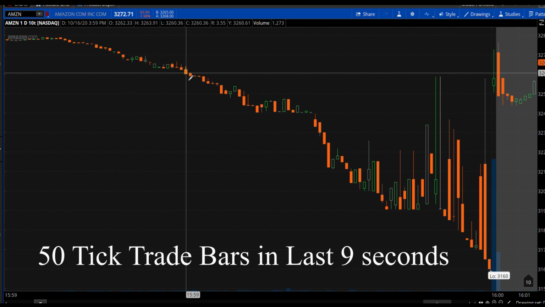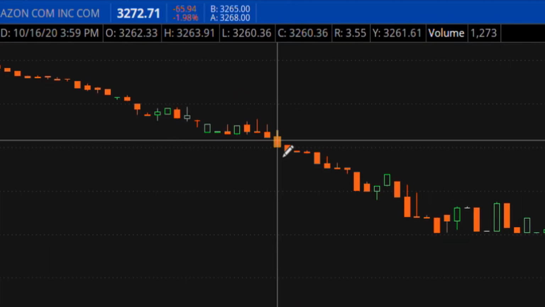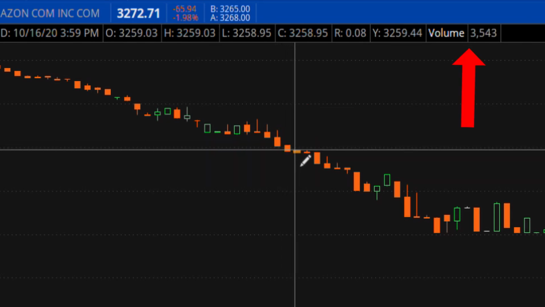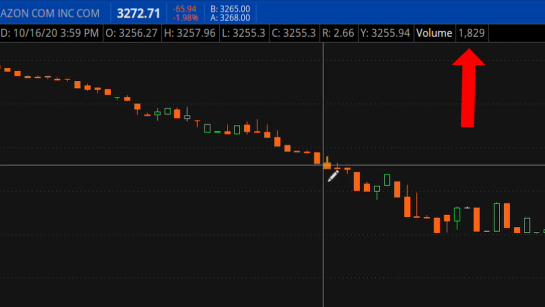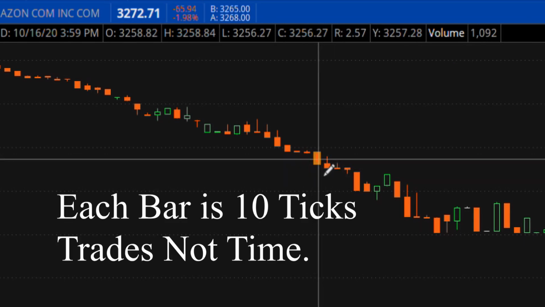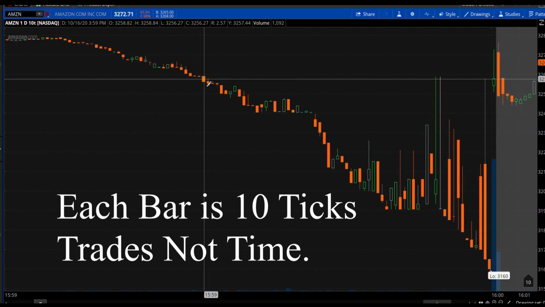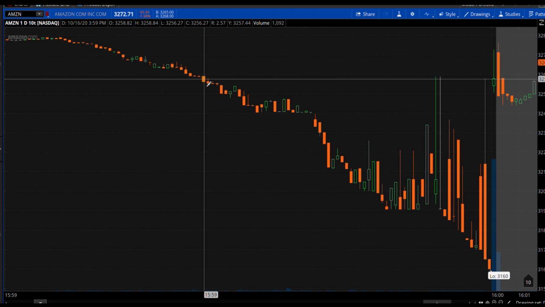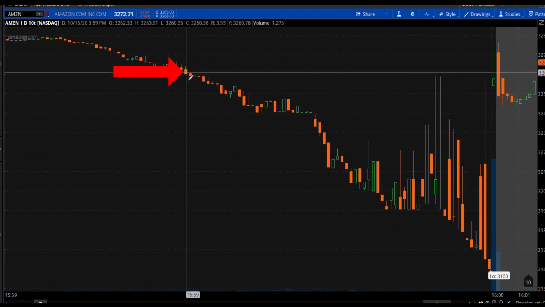You can see the volume done per 10 ticks. So the low was 3260.36 in this 10 tick bar, and we can see there was 1,273 shares traded. Now watch what happens. We start to drift down 59, 58, 55. This happens in increments of 10 ticks. So 100 trades happened, and this all happens in the span of a second. We're looking at sub-second trading. From here at 32.60 to the close, where it's grayed out, this all happens in 9 seconds.